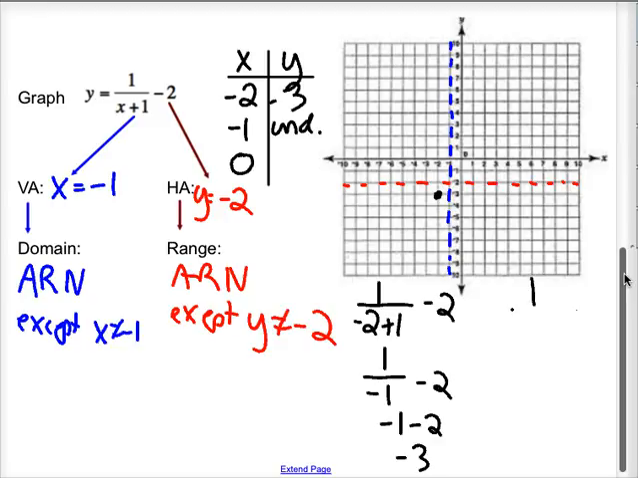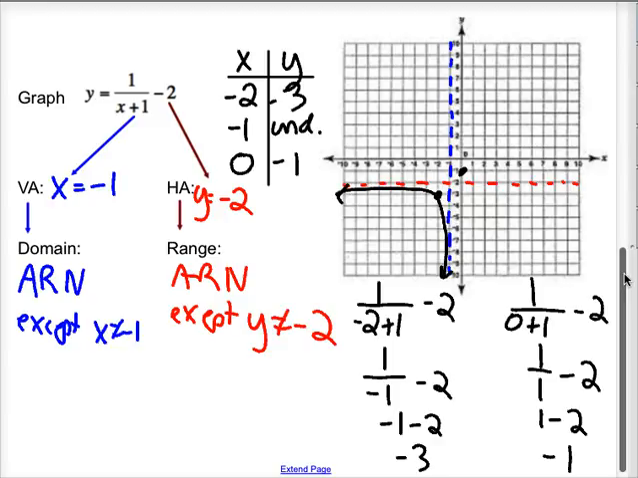And I'm going to plug in 0. So this time that's going to give me 1 over 1. Well, 1 minus 2 is just -1. So 0, -1. So I find those 2 points, and then all I do is fill it in. I show that from that point, it is approaching the asymptotes forever. And that's actually the end of our problem.